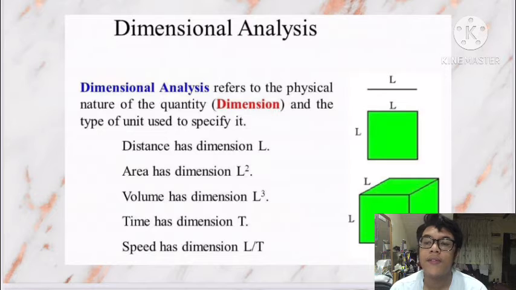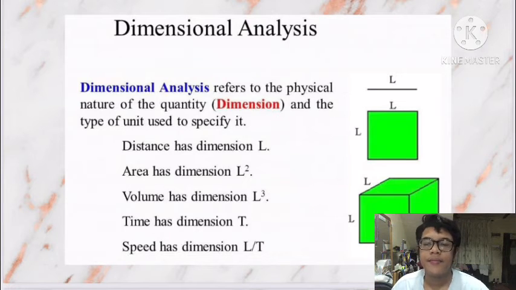Dimensional analysis refers to the physical nature of the quantity, its dimension, and the type of unit used to specify it. For example, area has a dimension of length squared, since area is length times width, or breadth.